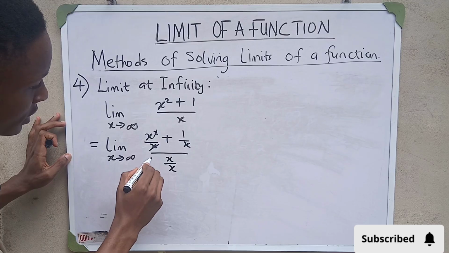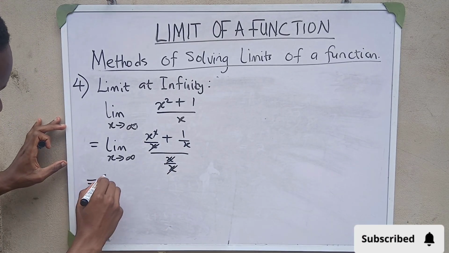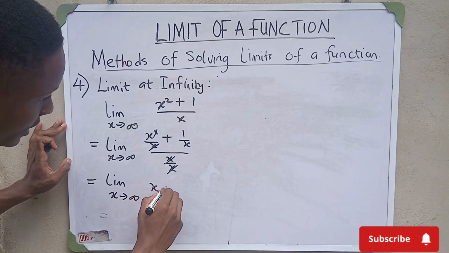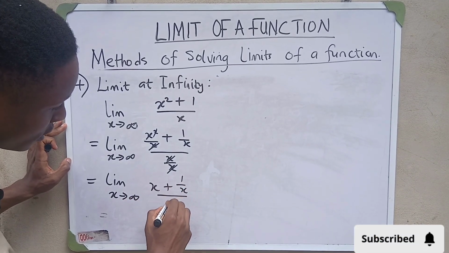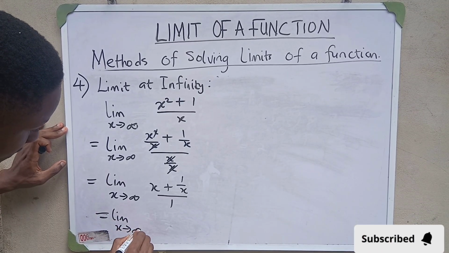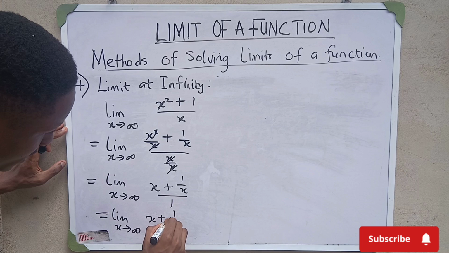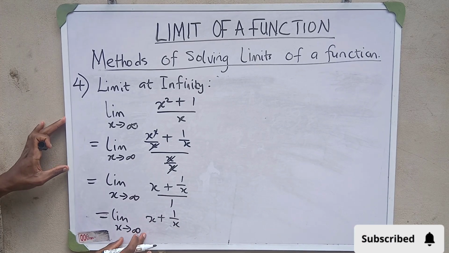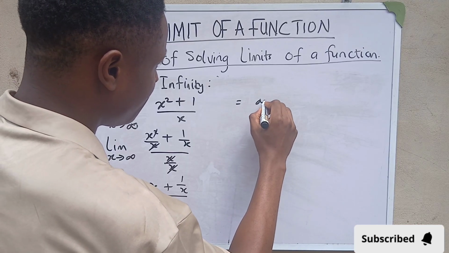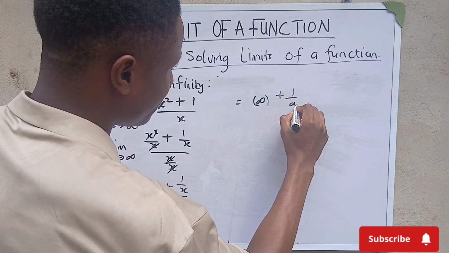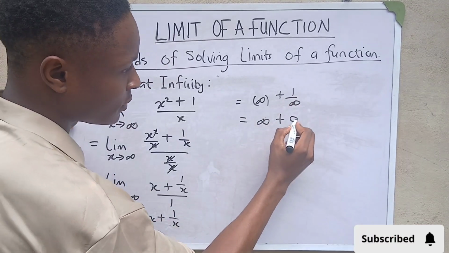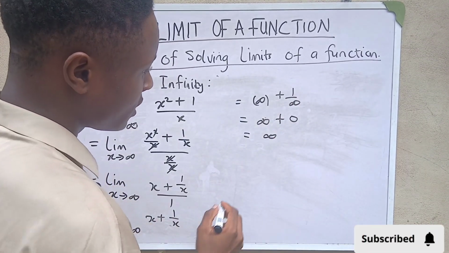So this will cancel, this will cancel. So we'll be having the limit of x approaching infinity, x plus 1 over x, all over 1. So this is the limit of x approaching infinity, x plus 1 over x. Now we substitute the value of x as infinity. So we have infinity plus 1 over infinity. So this is infinity plus 1 over infinity, which is 0. So we have infinity. So this is our answer.